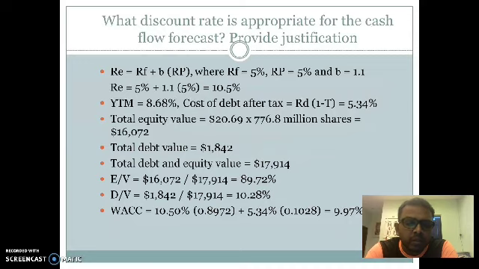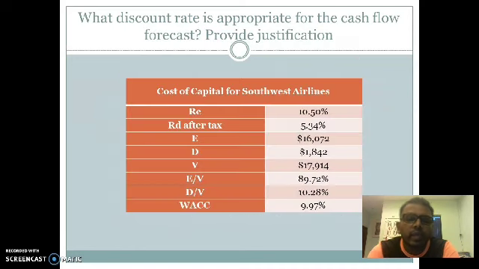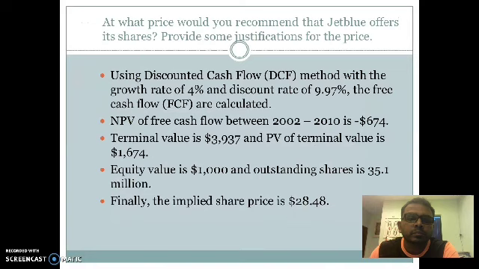By using all this information, we can calculate the WACC, which is about 9.97%. This will be the discount rate for JetBlue Airlines. All the information is summarized in this table, and at the end we get the cost of capital, or the discount rate, of 9.97%.